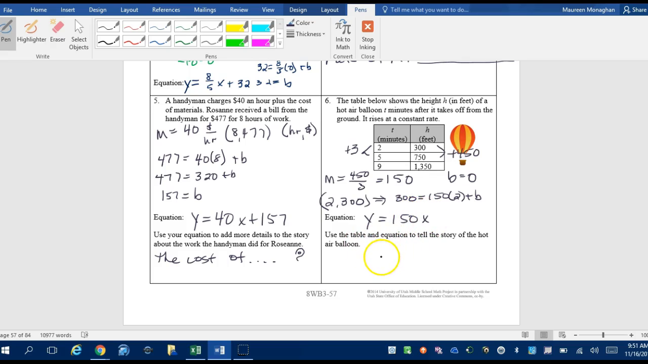Use the table to tell a little bit more. The balloon starts on the ground and rises at a constant rate of 150 feet per minute. So if you have all this filled in, that tells me you're listening. All right, this concludes our lesson on writing equations to real-world problems.